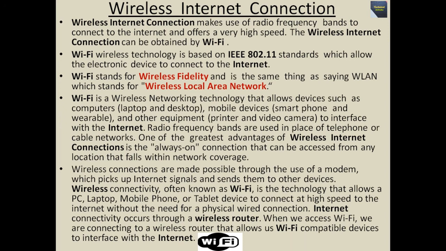One of the greatest advantages of wireless internet connections is the always on connection that can be accessed from any location that falls within the network coverage. Wireless connections are made possible through the use of a modem which picks up internet signals and sends them to other devices. Wireless connectivity, often known as Wi-Fi, is a technology that allows a PC, laptop, mobile phone, or tablet device to connect at high speed to the internet without the need for a physical wired connection.